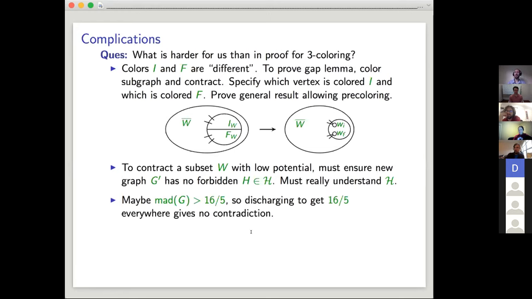Another problem is that if you notice in their result, they were saying the potential is at least 3 in the Kostochka-Yancey result, and potential at least 3 ends up meaning that the max average degree is strictly less than 10/3. In our result, we said the potential is at least -4. And so that's a little bit of a problem, because it says that the max average degree is not much more than 16/5, right? Because it's negative rather than positive, if you discharge and get everyone to 16/5, you're not quite at a contradiction. You've got to do a little bit more work, find a little bit more charge.